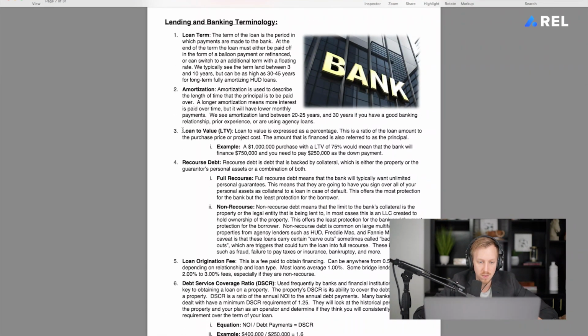Loan to value is expressed as a percentage. This is a ratio of the loan amount to the purchase price, or sometimes it's loan to cost, and that would be loan amount to the project cost. So for example, a $1 million purchase price of a property with an LTV of 75% would mean that the bank will finance 75%, or $750,000, and you will need to pay $250,000 as your down payment.